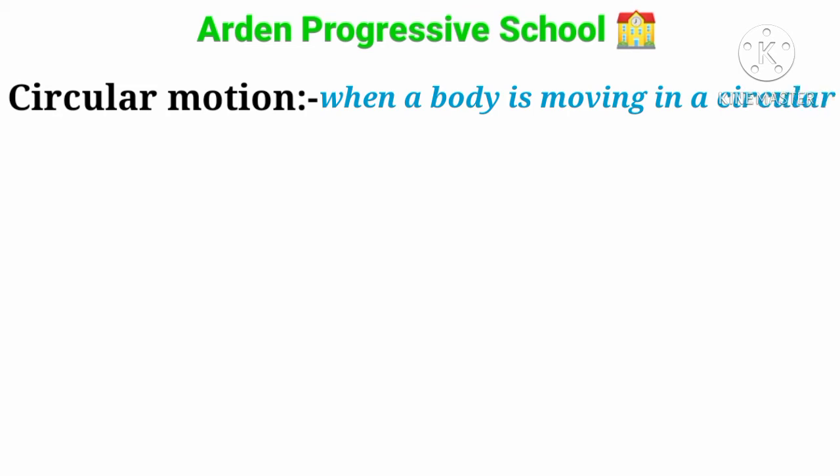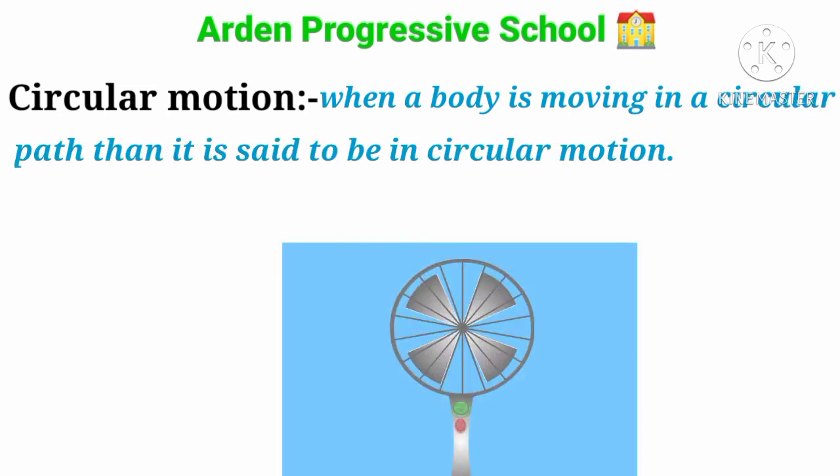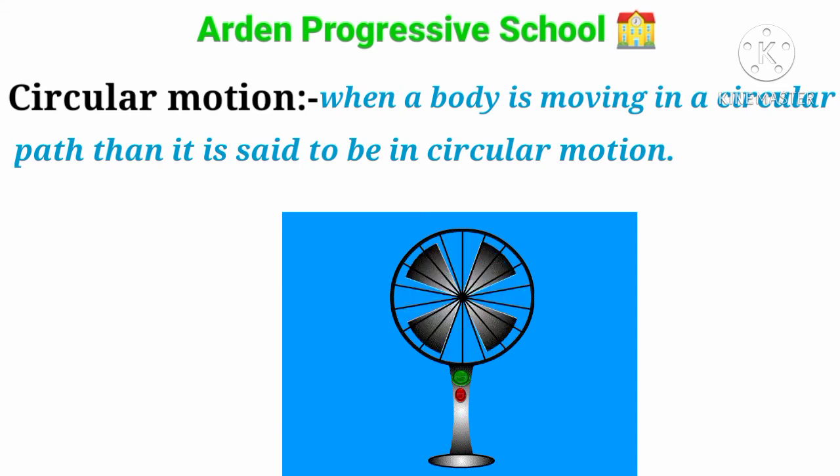What is circular motion? When a body is moving in a circular path, then it is said to be in circular motion. So here in the image, the fan is moving in a circular motion. Okay, so the fan is an example of circular motion.